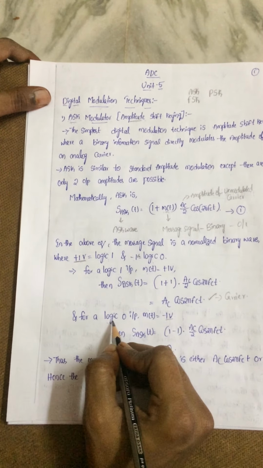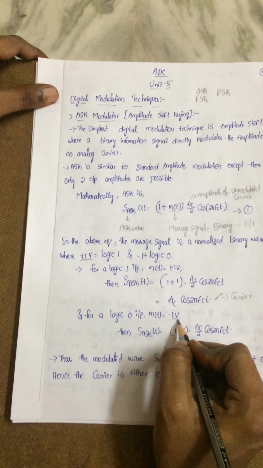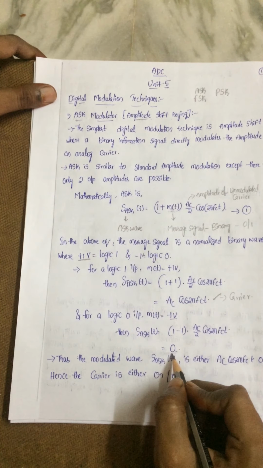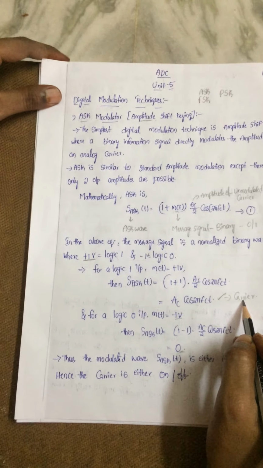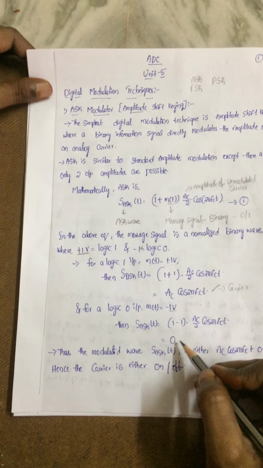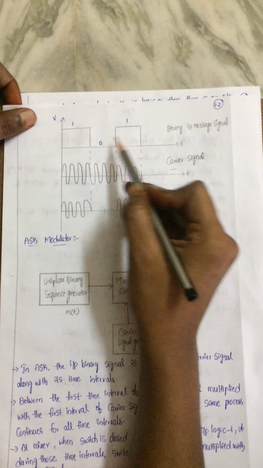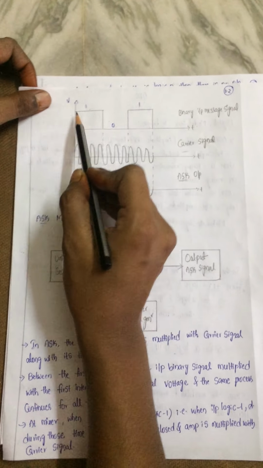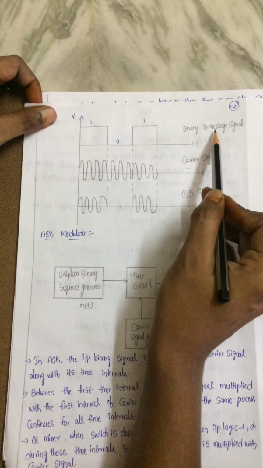Now similarly, for a logic 0 input, the message signal has to be replaced with minus 1 volt. If we replace minus 1 volt in the standard equation, we are getting 0, which means the carrier is absent here. Here it is present. So depending upon these two conclusions, if we draw the waveforms of ASK, we are getting this. So let me take first a binary input signal. Let me take an example of 101 data as the message signal.